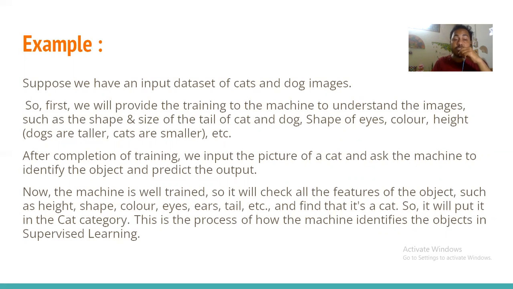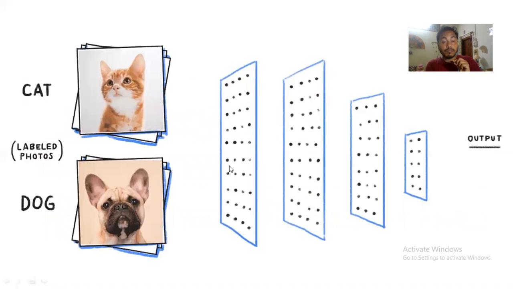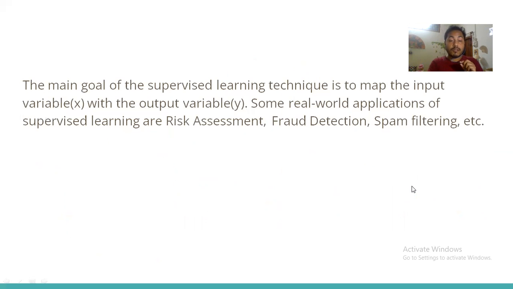Now, after completion of training, we input the picture of a cat and ask the machine to predict or identify which object this is, whether it is a cat or dog. Right. Now, based on the already trained features of the objects like height, shape, colors, eyes, arms and tails, etc., it will give you an output that, yes, it's a cat if it is a cat. So it will put that particular object in the cat category. So this is the process of how machine learning works with respect to the supervised learning approach. You can see from the figure that this is a cat, labeled photos, this is a dog. Features are accepted, and based on that, we go for testing.